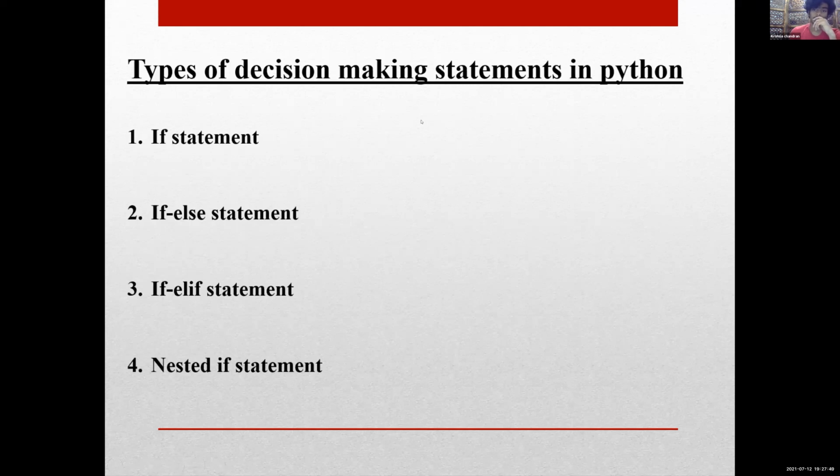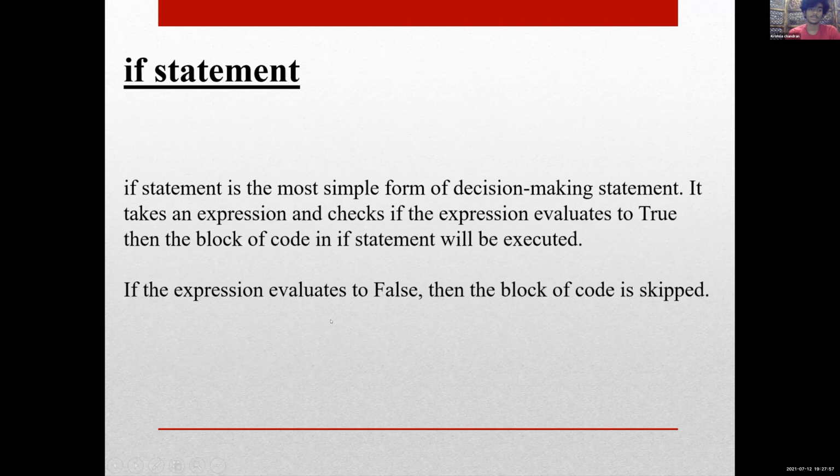Types of decision making statements. There are 4 types: if statement, if else statement, if elif statement, and nested if statement. The if statement is the simplest form of decision making statement. It takes an expression and checks; if the expression evaluates to true, then the block of code in the if statement will be executed. If the expression evaluates to false, then the block of code is skipped.